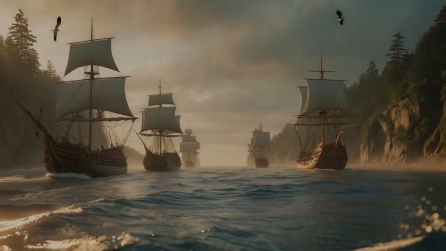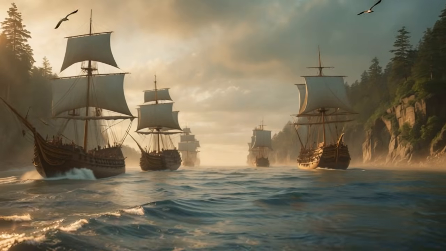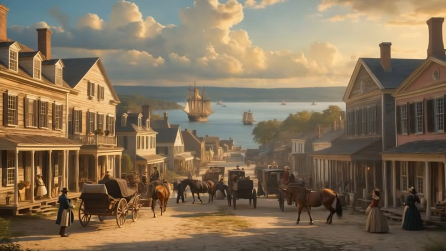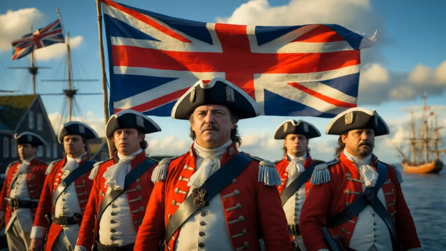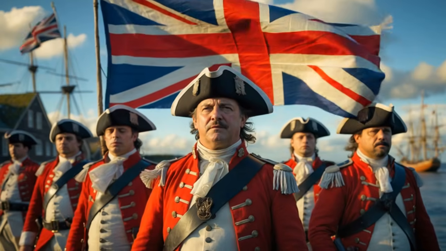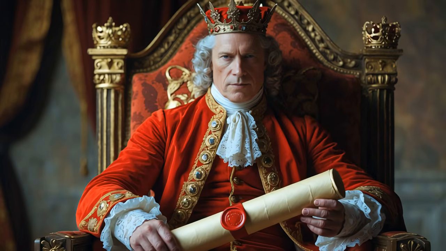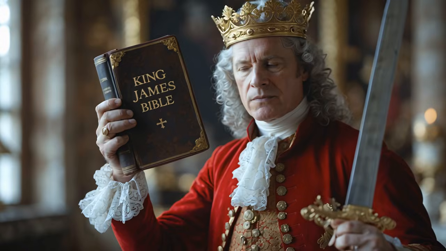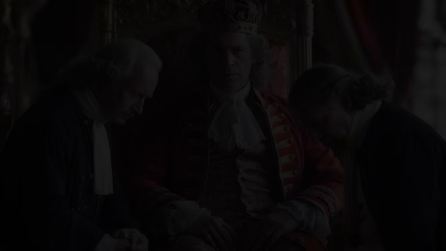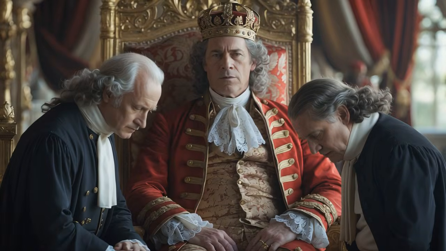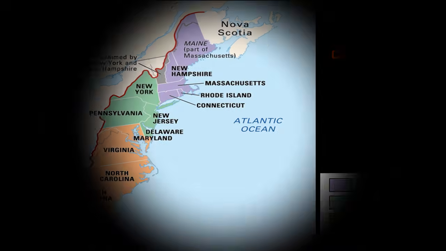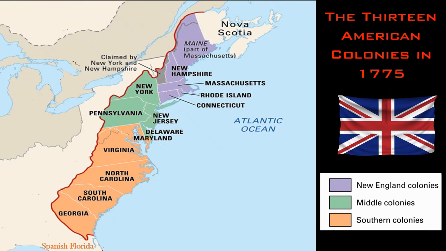In the early 1700s, the Atlantic coastline of North America was home to the 13 colonies under British rule. This meant that the King of England was in charge, and the colonies were expected to follow his laws, pay taxes, and remain loyal to the British Crown. These settlements stretched from New England in the north to Georgia in the south.